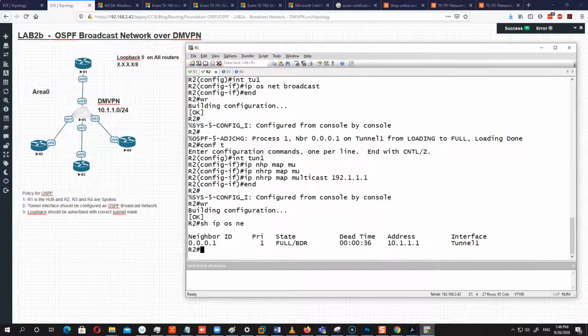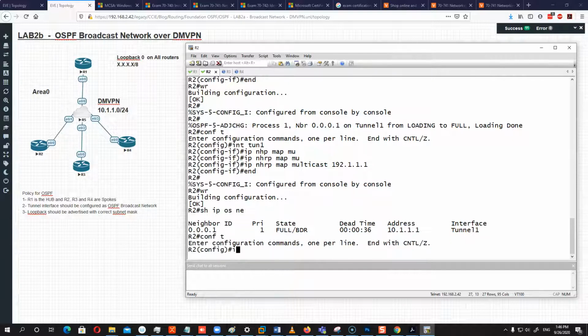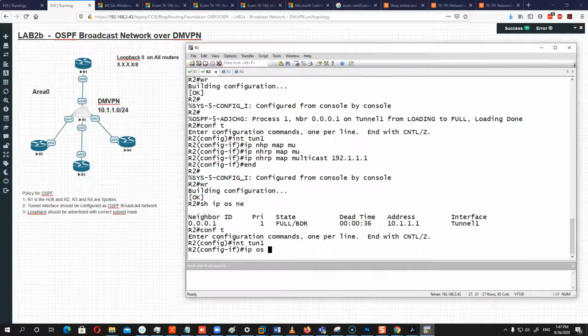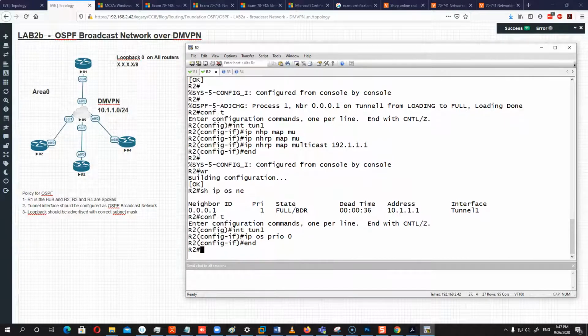So we have to somehow disable the election process, and we have to make sure that router 1, which is the hub who knows about everyone, is always picked as the DR. So let's do that, right? From all other tunnels, we have to kill the priority. So let's go to tunnel 1 and do IP OSPF priority 0. Right, so we are killing it.